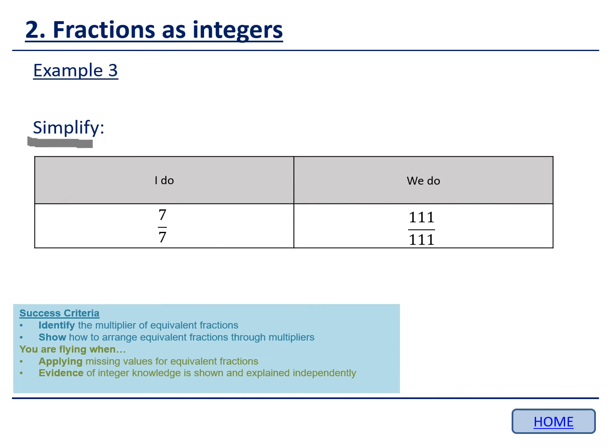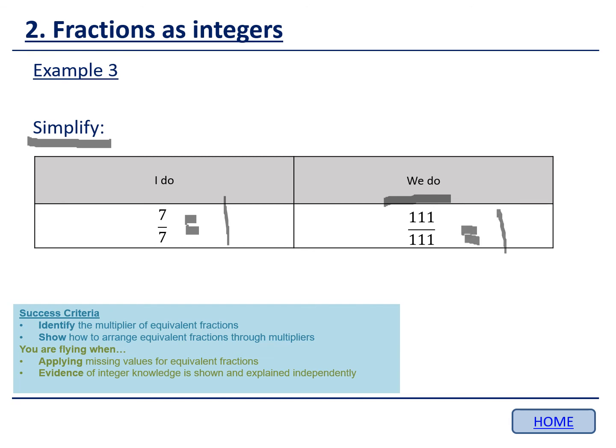This time we're being asked to simplify, which is pretty much what we did to get to our whole number on the last go. So this time we've got 7 over 7. Well, 7 divided by 7 itself is just going to give us 1. And have a go at the we do. And again, nice and easy, this will give us 1.